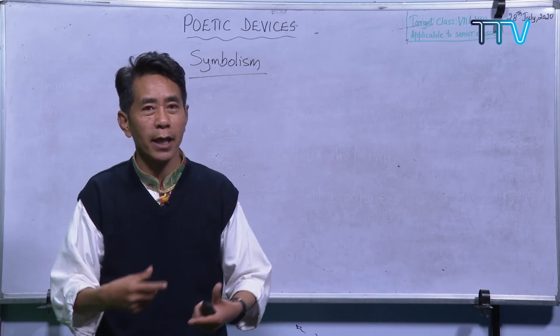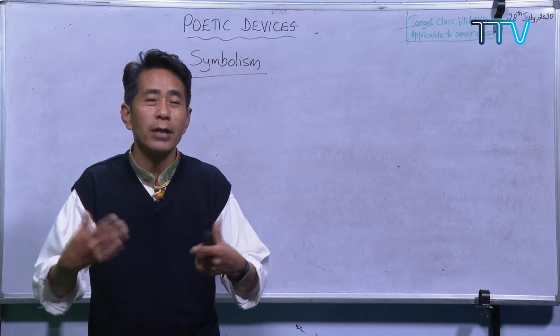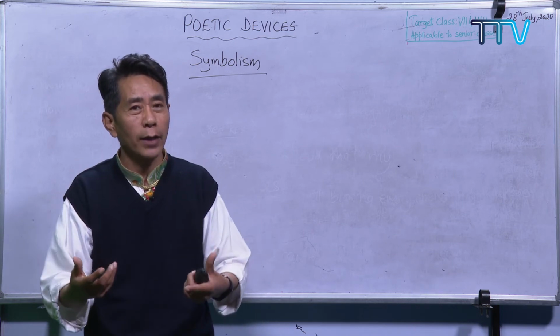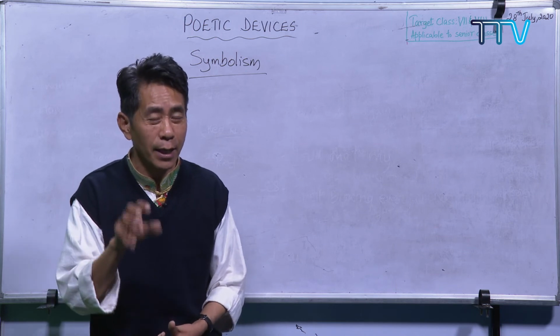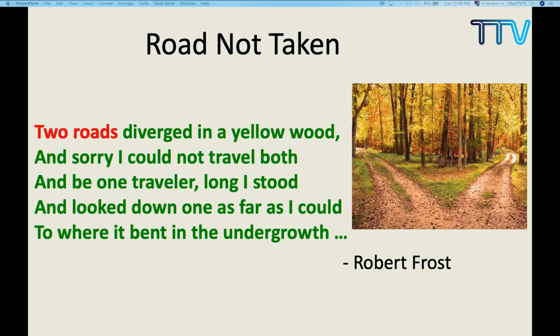So the poet said, being a lone traveler, I long stood and studied the road. So it's very important for you to study. Yes, so which road should I go? So the two roads here basically symbolize the choices we make. There will be times when we have to make a choice, and making a choice is not easy. Yes, that is one example of symbolism.